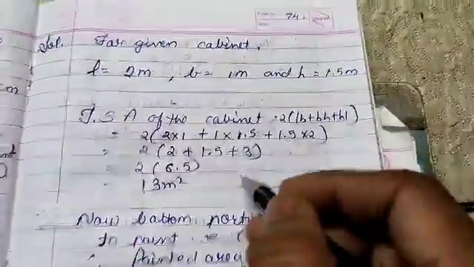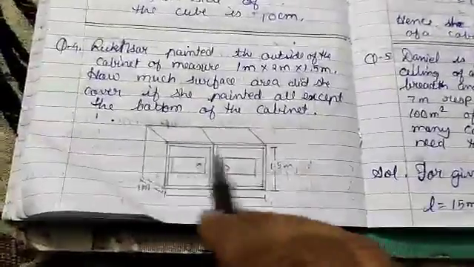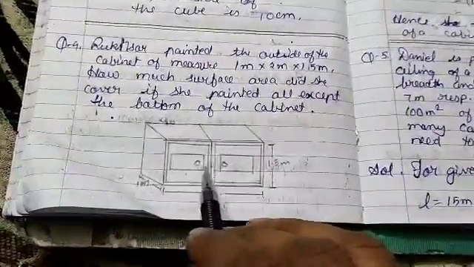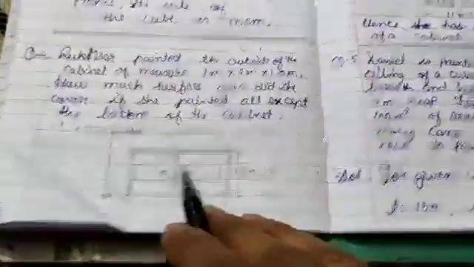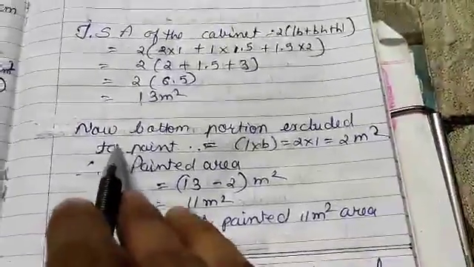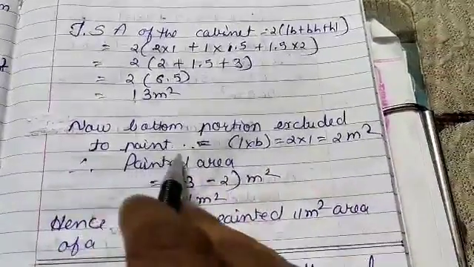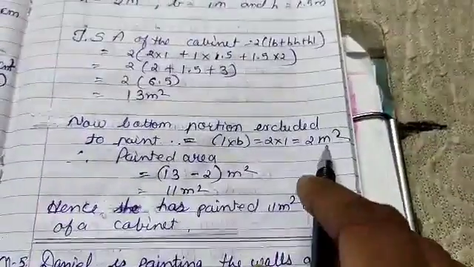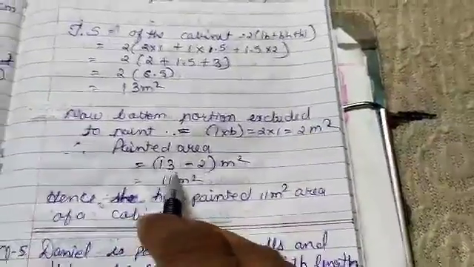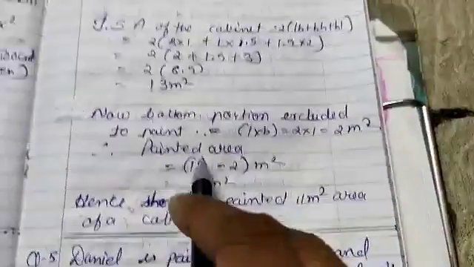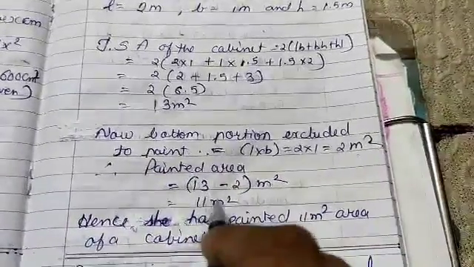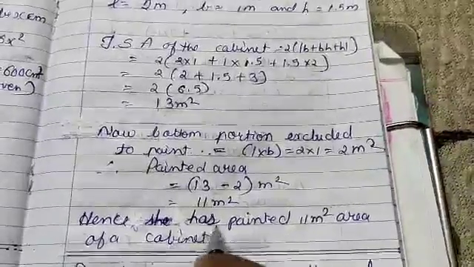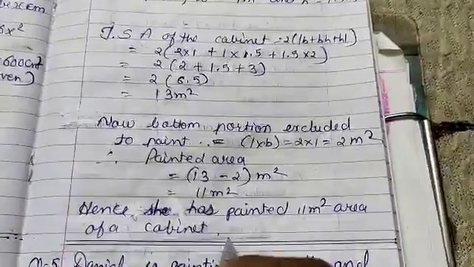Now we got the total surface area of the whole cabinet. The bottom is not painted, so we have to leave that portion. So find the area of the bottom, which is rectangular in shape. The bottom portion to be excluded is L into B. L is 2 and breadth is 1, so 2 into 1 is 2 meter square. This is the total surface area; from that you have to subtract this 2. So 13 minus 2 is 11 meter square. So hence she has painted 11 meter square area of the cabinet.